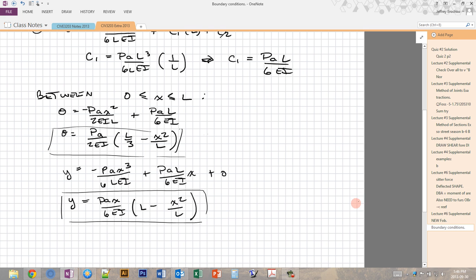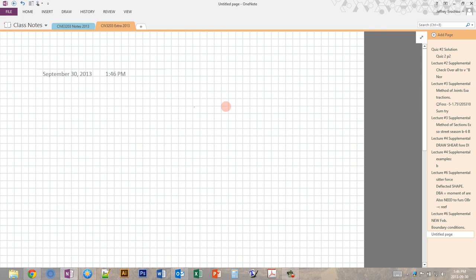Now we have to repeat this process for segment BC. So if we have segment BC, which is between L and L plus A, which is where the end of the beam is, now I'm going to just take this cut at x, except now where x is between B and C. So here's our beam.